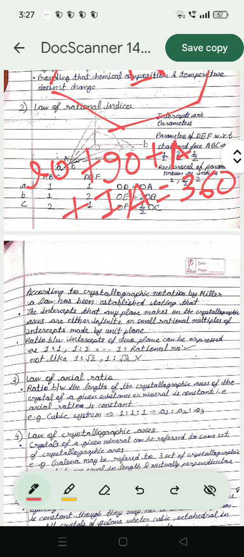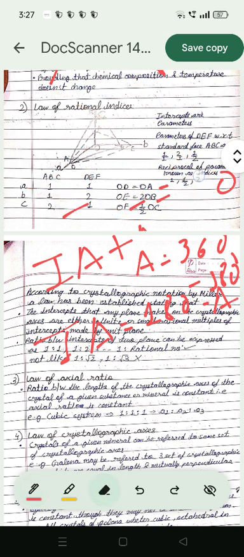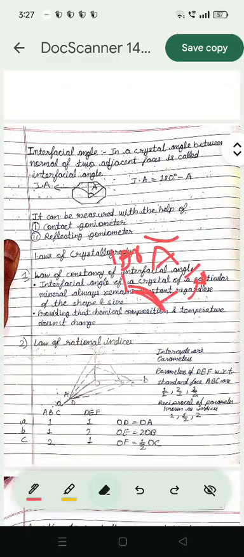So the interfacial angle plus A equals 360 minus 180 degrees. So the interfacial angle will be 180 degrees minus A. It can be measured with the help of a contact goniometer and a reflecting goniometer.